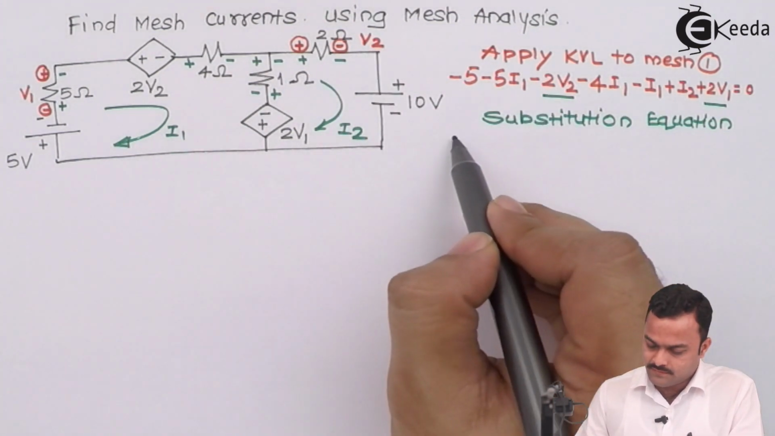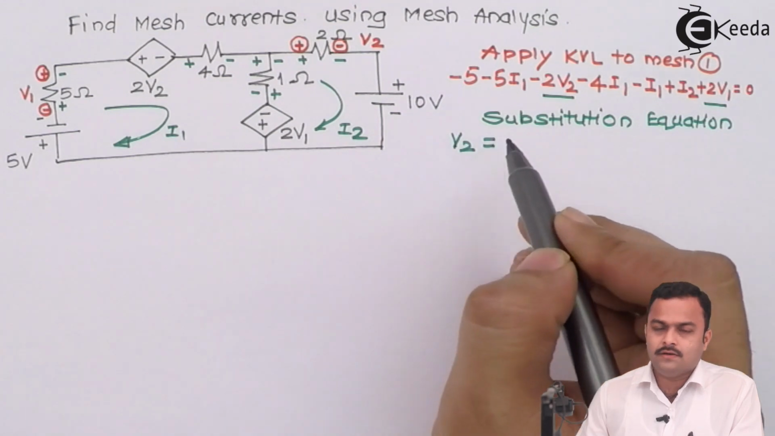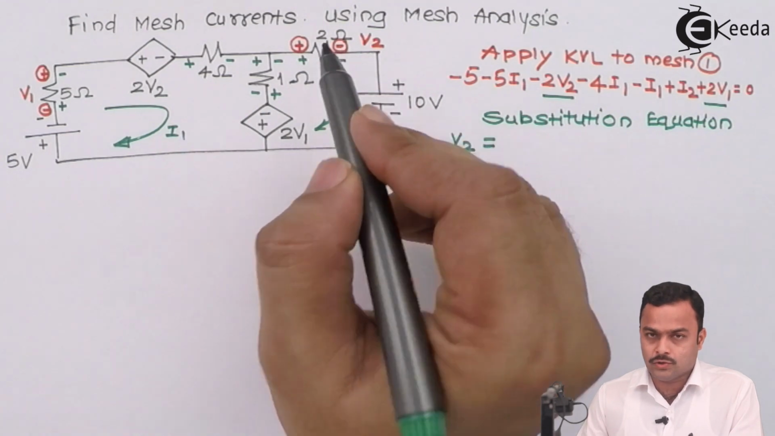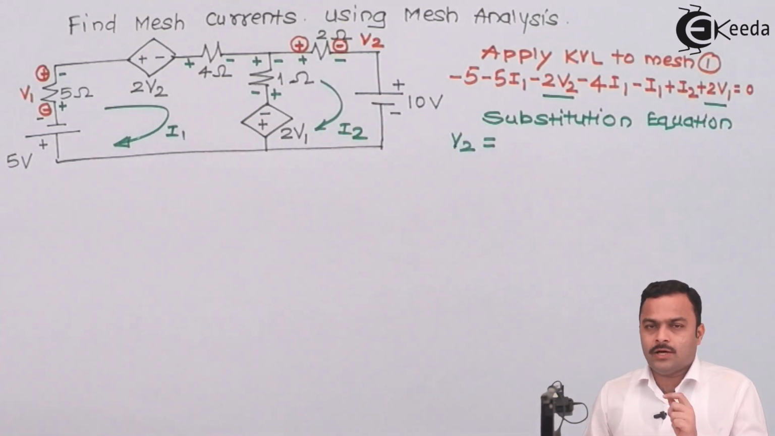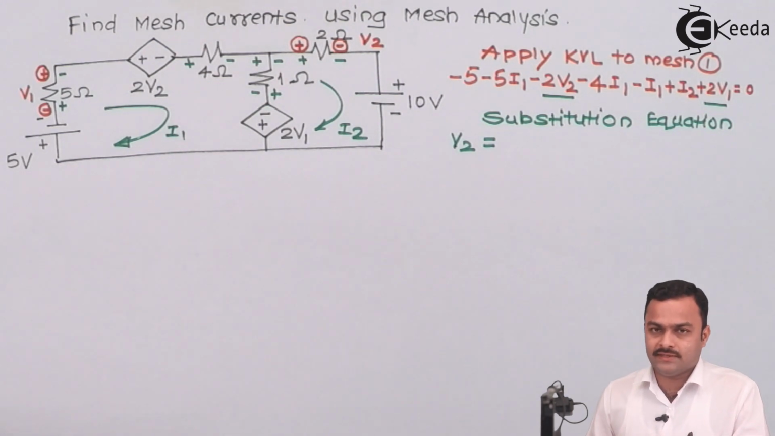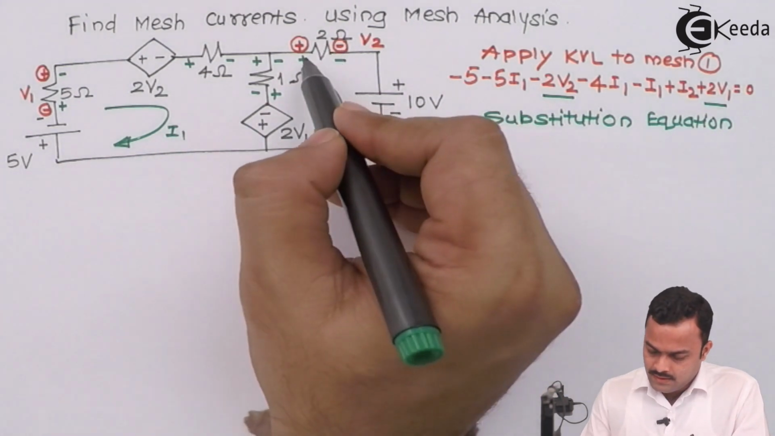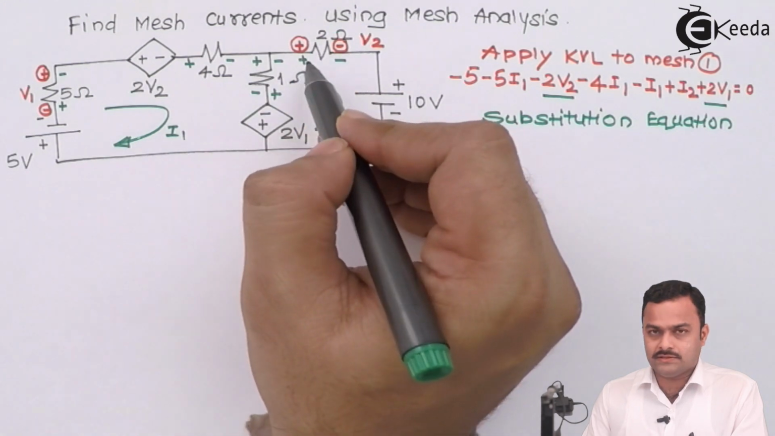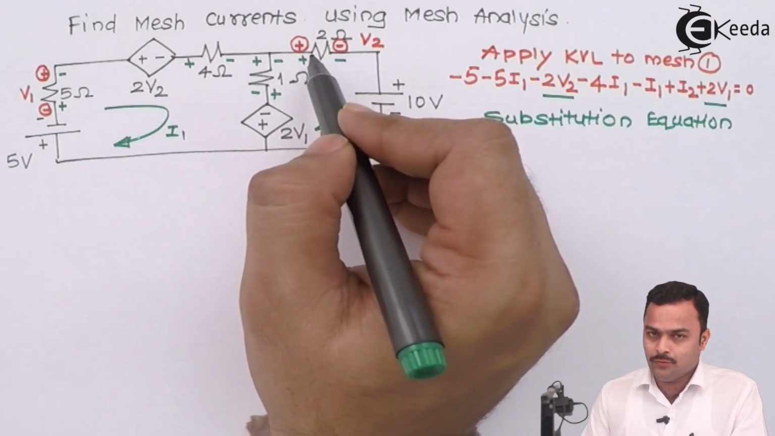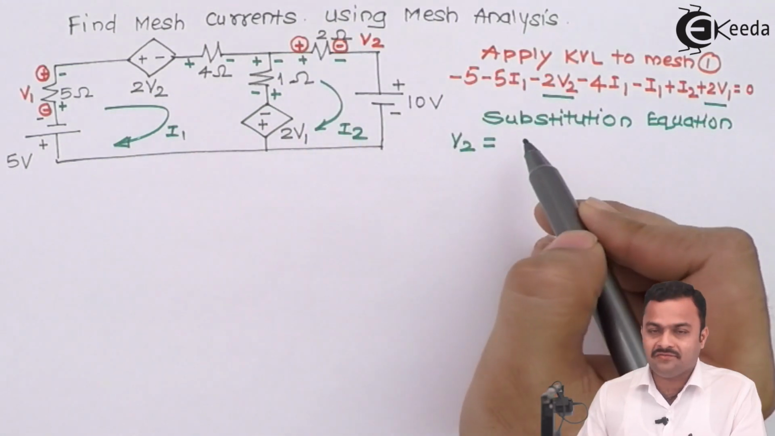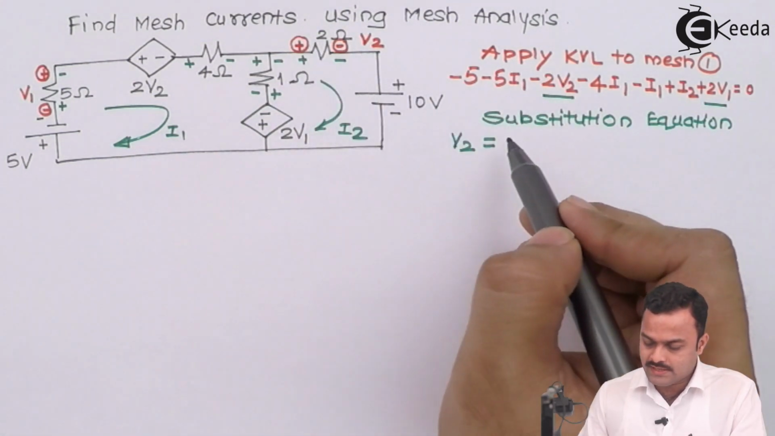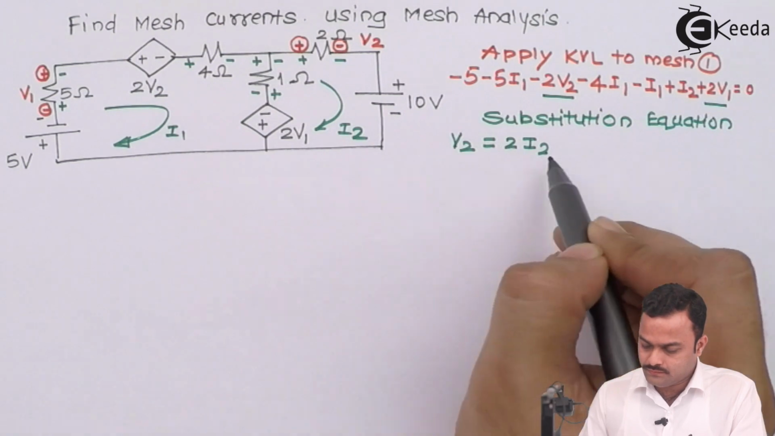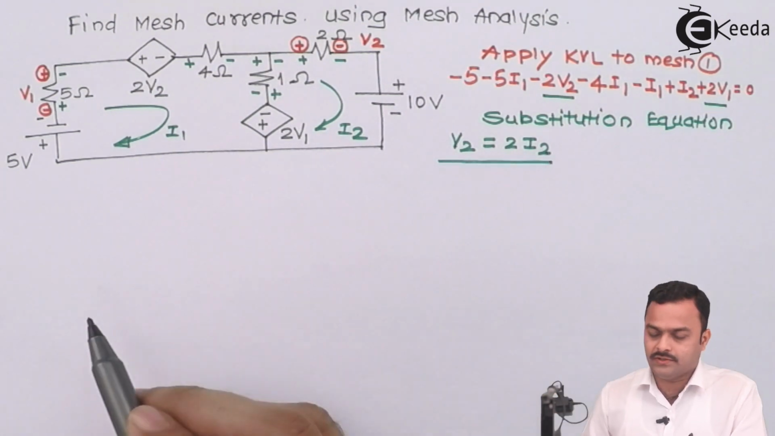So just focus on V2, which is present over here. If you see carefully, V2 is nothing but the voltage across 2 ohm, and the voltage across 2 ohm is nothing but 2 multiplied by the current flowing through it. Now remains the question of deciding the polarity, whether it is plus or minus. Their polarity and our polarity, both the polarities for this voltage are matching. Whenever both the polarities are matching, we can have a positive sign. So V2 is nothing but 2 times I2. This is the substitution equation for V2.